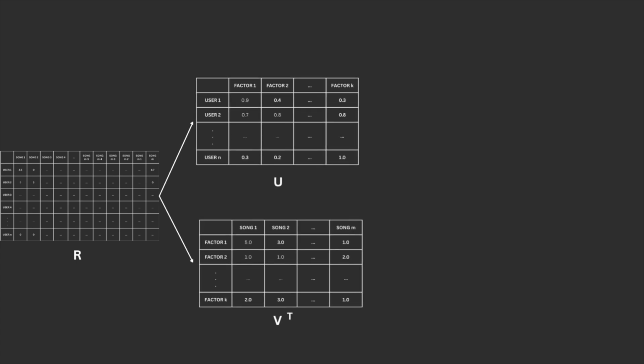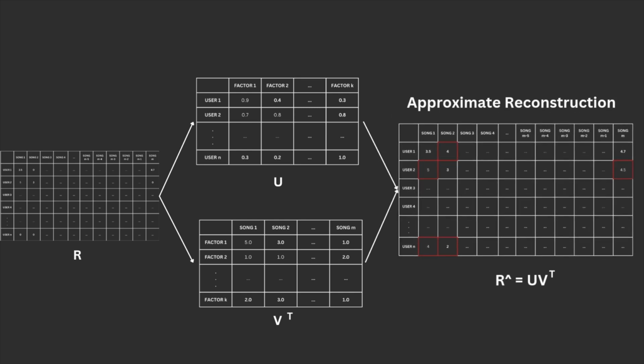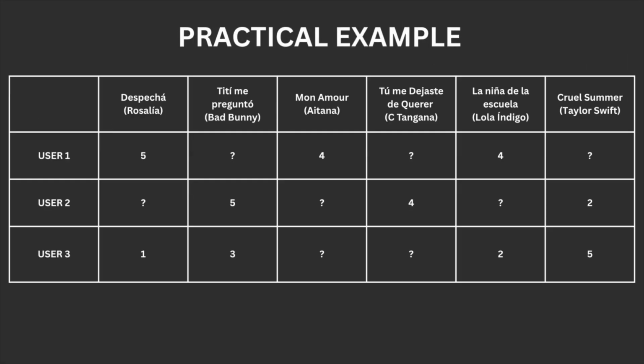Here's the best part. Once we've created these smaller, complete matrices, we can rebuild the big one. That means we can predict how much you'd like a song you've never heard, just by checking how your taste vector lines up with the song's vector. And that's how matrix factorization powers recommendations, by uncovering hidden patterns in your listening habits and filling in the blanks with smart guesses. Alright, let's walk through a real-ish example of how matrix factorization actually plays out.